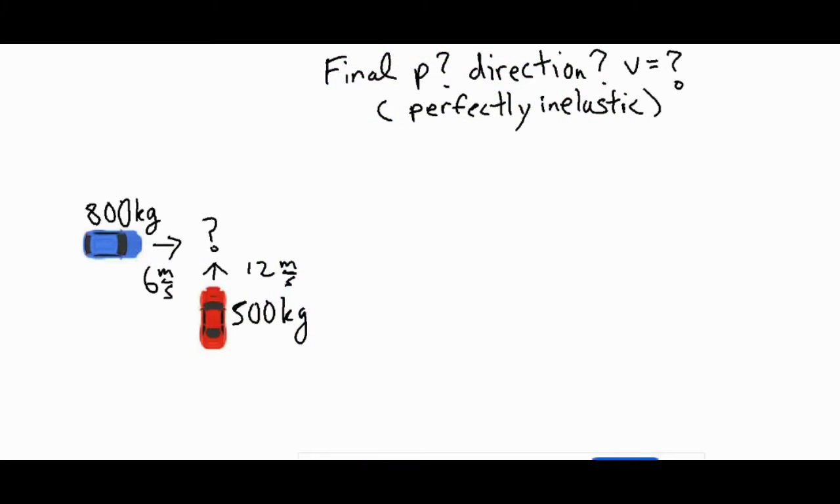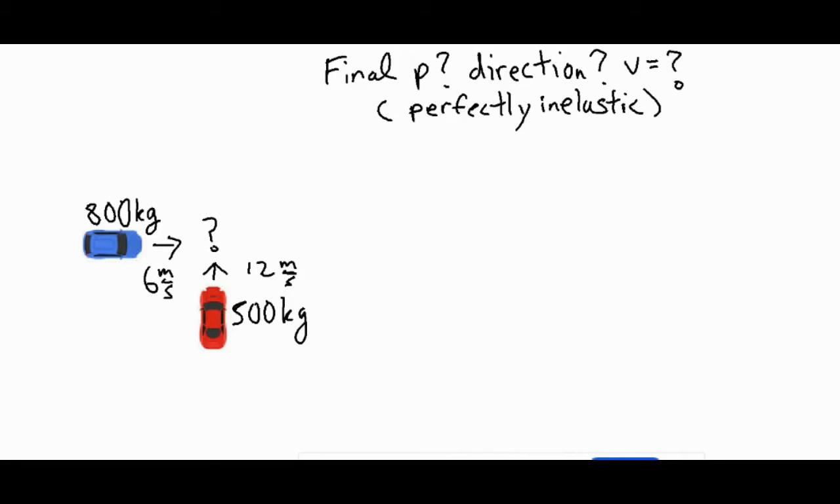In this video, we're going to be taking a look at a 2D collision problem where we have a blue car that is 800 kilograms traveling directly to the right at 6 meters per second, and we have a 500 kilogram car going 12 meters per second upwards.